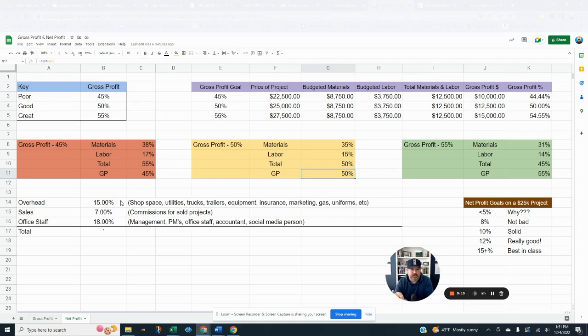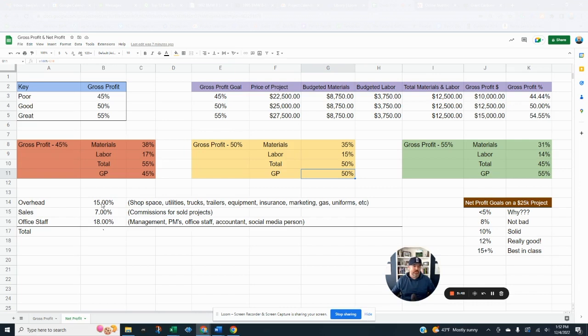But then lastly, you've got office staff. Whether you're a company similar to mine, where you've got project managers, an office manager, a permits and materials person, and a social media manager who does all the marketing and videos, and then we've got the owners. So there are a couple of us with salaries that have to get eaten little by little in each project. So that's where those numbers come from.